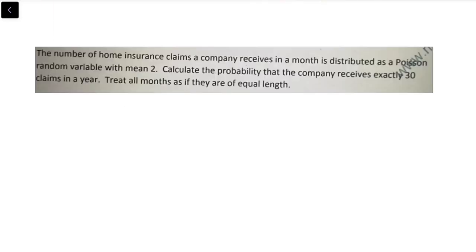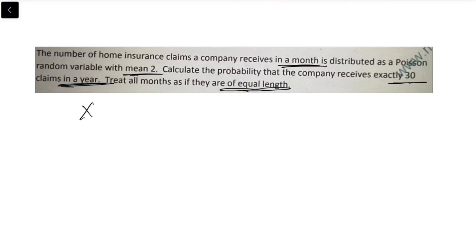Now let's look at another example. The number of home insurance claims a company receives in a month is distributed as a Poisson random variable with mean 2. Calculate the probability that the company receives exactly 30 claims in a year. Treat all months as if they are of equal length. So I told you the interval should be equal, and the events should be independent.